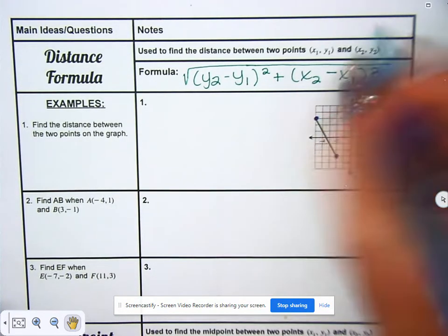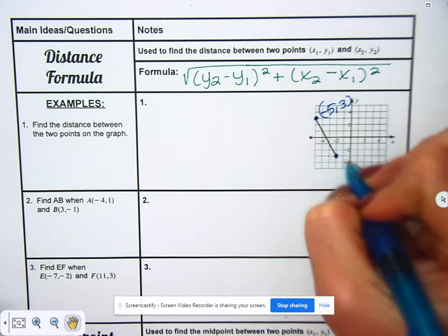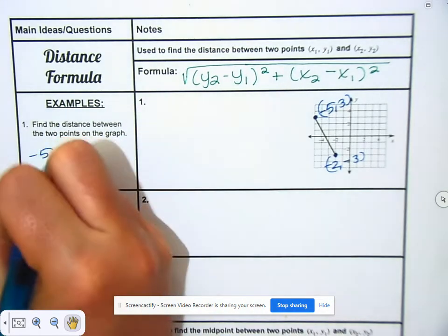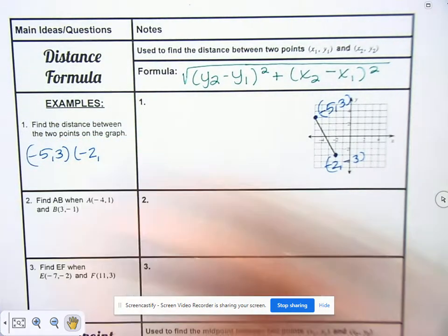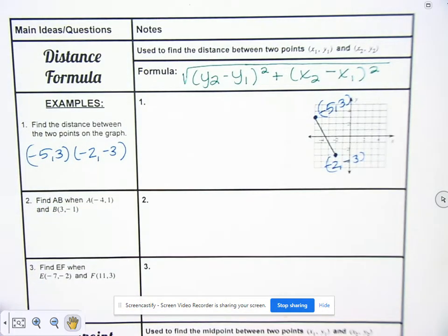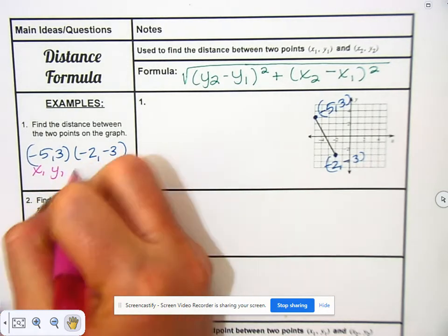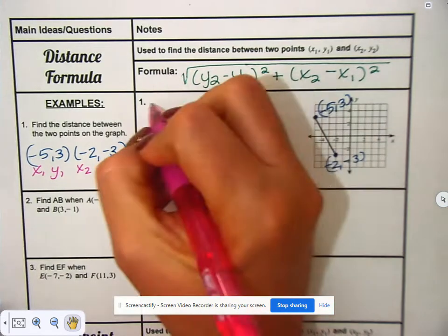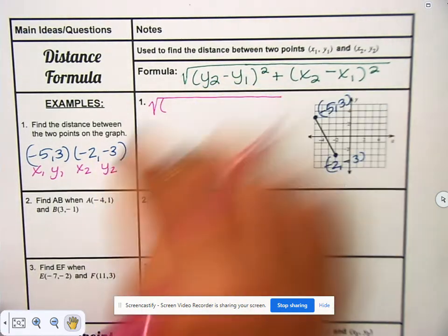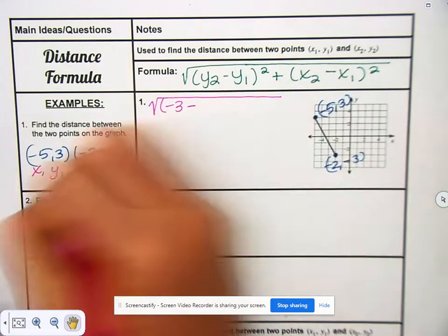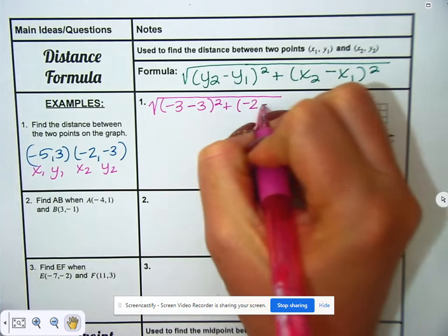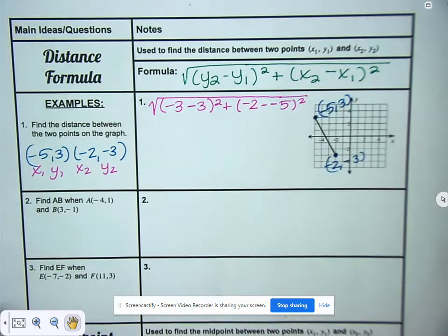All right, so we're going to get these two ordered pairs that are on this graph over here first. That's going to be -5, 3, and -2, -3. So my two ordered pairs are -5, 3, and -2, -3. That's what I'm going to be using for my X and my Y. Again, this is X1, Y1, X2, Y2. Now when I plug it in, I plug it straight into the formula. My Y2 is -3 minus Y1 is 3 squared plus -2 minus -5 squared.